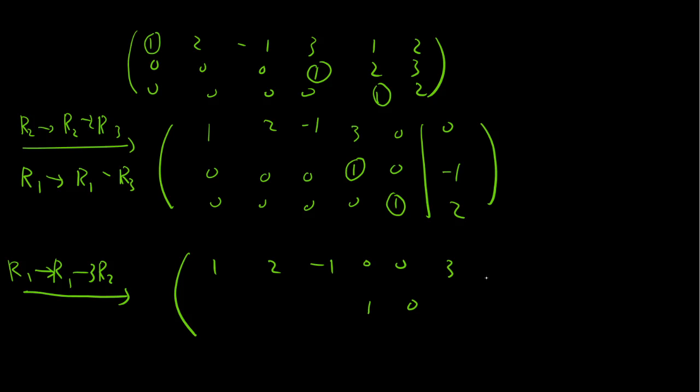Anybody has a different matrix? Anybody has a different final form? That's the final form. That is the matrix in RREF, row reduced echelon form. Still, I want to circle the leading ones.